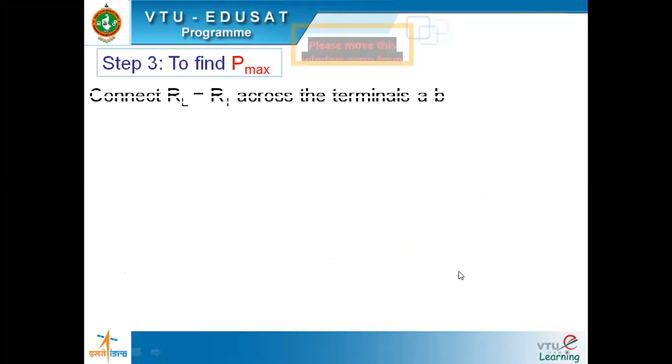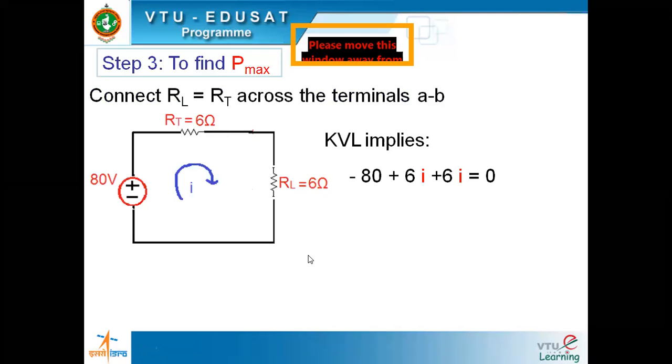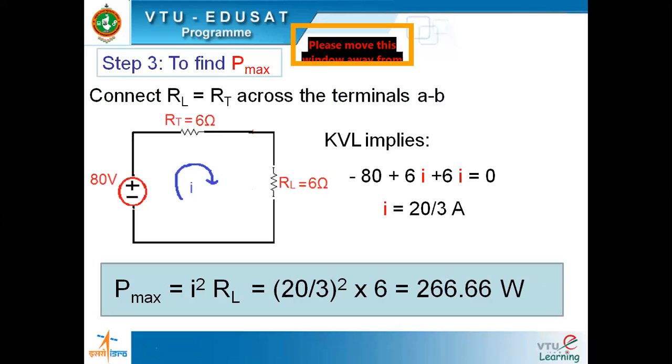So we have found the Thevenin's network. Connect the load. The load is whatever the Thevenin's resistance is. RL has to be the Thevenin's resistance for a DC circuit. Find I, and find the maximum power like this. Is that okay with you?